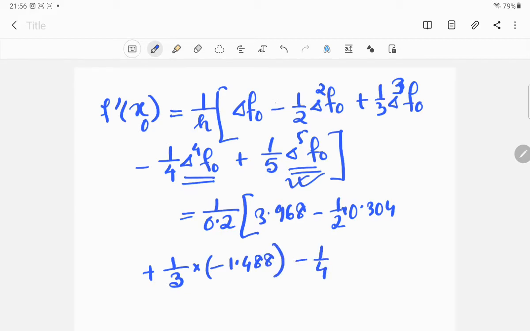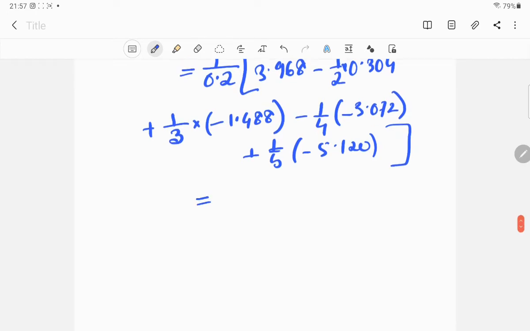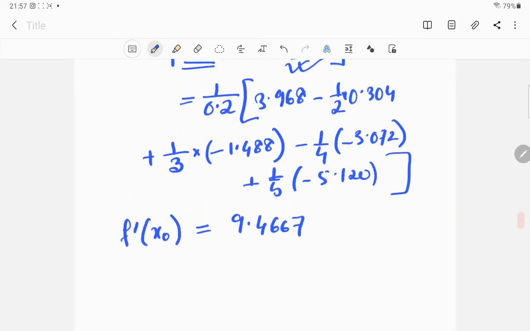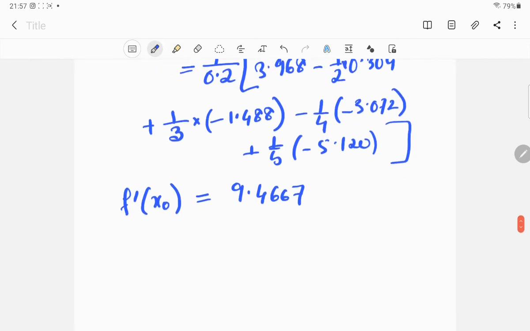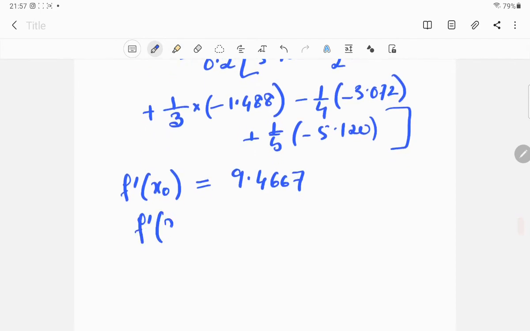Minus 1 by 4 del 4 f naught, so del 4 f naught is nothing but minus 3.072, and then 1 by 5 del 5 f naught, that is equal to minus 5.120. So if you simplify this, the result will be around 9.4667. So f dash x naught is equal to this much. So in our case it is equal to this.